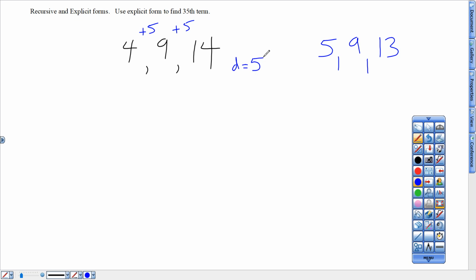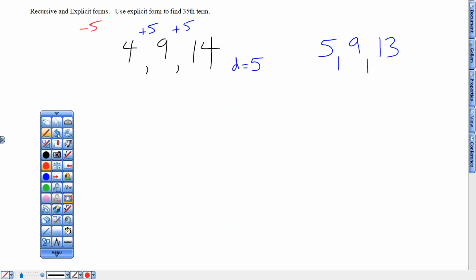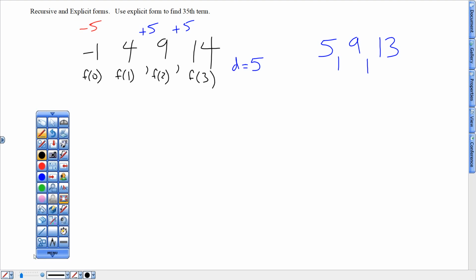I need to go back to the 0 term. I'm going to subtract 5, subtracting 5 from this 4 right here. So if I take that 4 minus 5, that gives me -1. That is the 0 term. That is the one that I need. I have this first one here, I have this second one here, and I have this third one. I have enough to write my equations now.